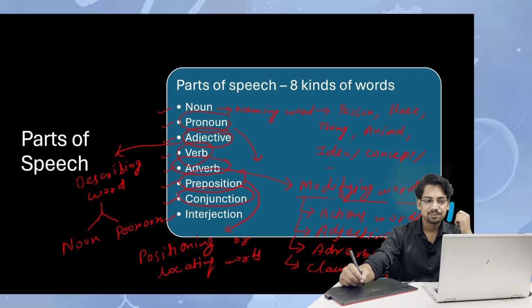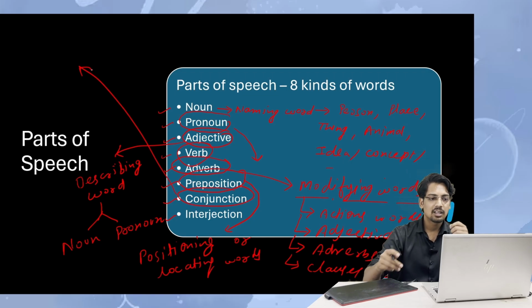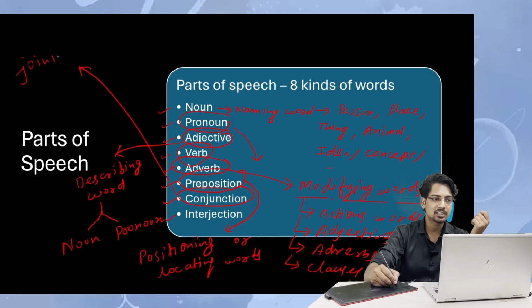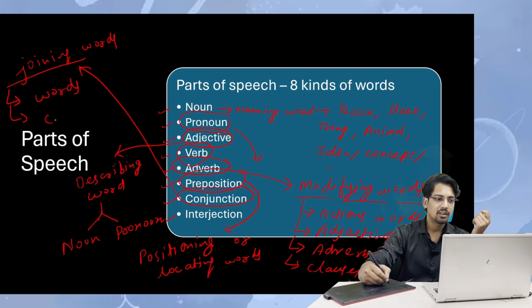The conjunction. Conjunctions are something like that, the joining words, right? They join the sentences, they join the phrases, words. That's why they are called the joining words. Like they also join the words, they join clauses, they also join the sentences.